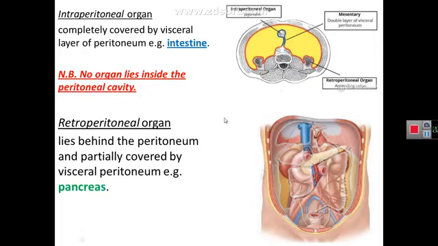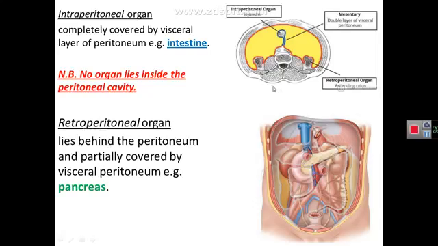Another terminology used is the term intraperitoneal organ. As I said, it includes any organ that's completely surrounded by peritoneum. An intraperitoneal organ is not an organ in the peritoneal cavity. The peritoneal cavity contains no organ. It only contains a thin amount of fluid, and it is a potential cavity.